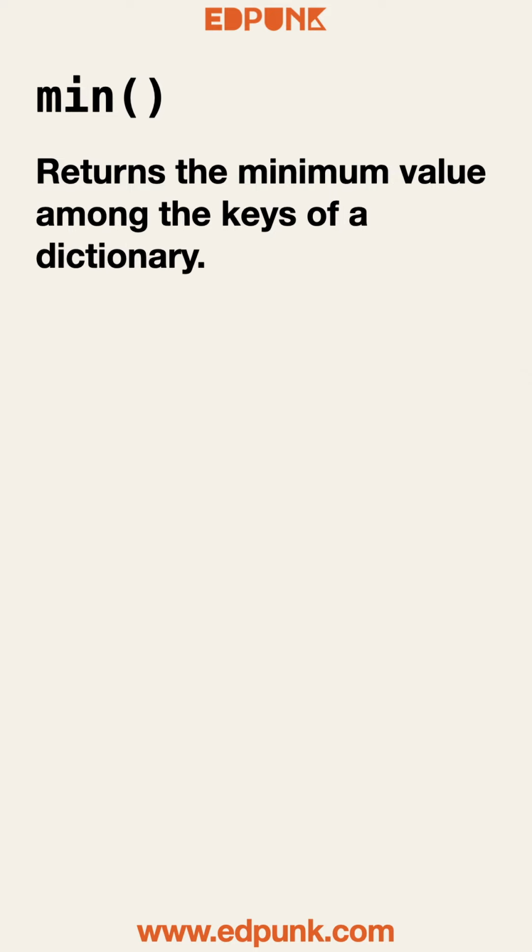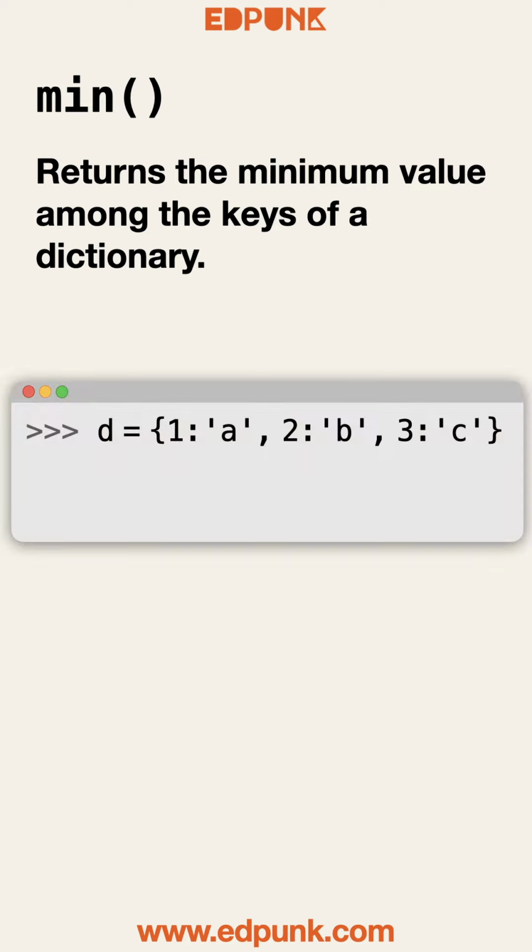Moving on to the next function. The min function returns the minimum value among the keys in a dictionary. For example, let us assign a dictionary D containing key-value pairs 1 is to string A, 2 is to string B and 3 is to string C. To evaluate the minimum value among the keys 1, 2 and 3, let us execute min of D. The result returned is 1, which is the minimum value.